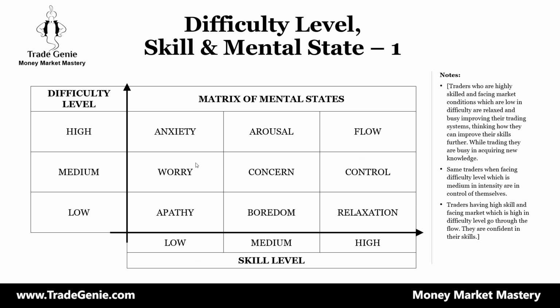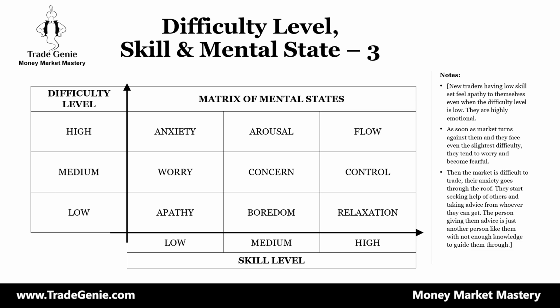On one hand, our skill level is low, and we are in this mental state. The market condition is the same. So there are two traders: one has a low skill and one has a high skill, and the market condition is the same, high, medium, or low. The one with the low skill is creating anxiety, and the person with the high skill is going with the flow of the market. He understands. So think about this: there are 9 different mental states depending on the skill level and the difficulty level he is facing in the market.